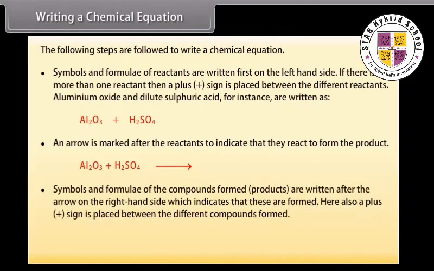Symbols and formulae of the compounds formed, products, are written after the arrow on the right-hand side, which indicates that these are formed. Here also a plus sign is placed between the different compounds formed. For example, Al2O3 plus 3H2SO4 gives Al2(SO4)3 plus 3H2O.